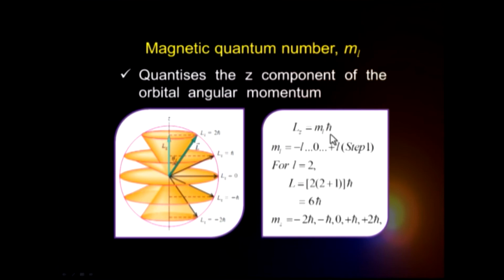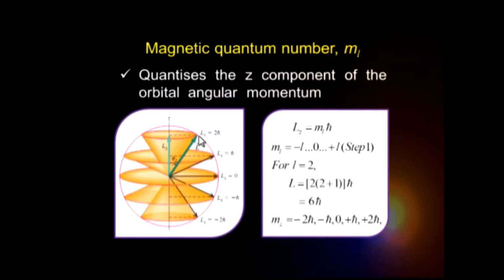ħ is the unit of angular momentum, and m_l are the different Z components of the angular momentum. Now, if I take, say, L equal to 2, that means my angular quantum number is 2, then the angular momentum will be equal to √6 ħ. That means this is a vector which is of unit ħ. √6 ħ is the magnitude of that vector of angular momentum.